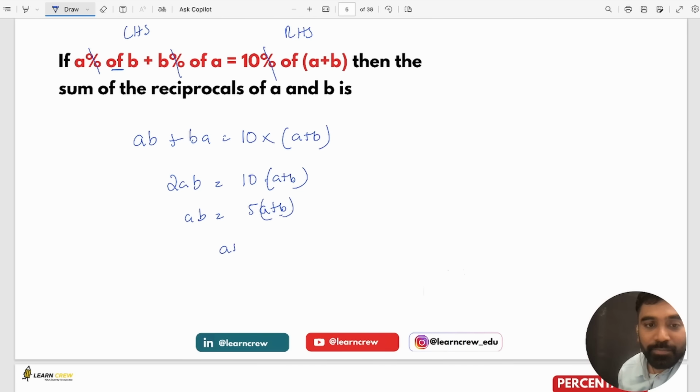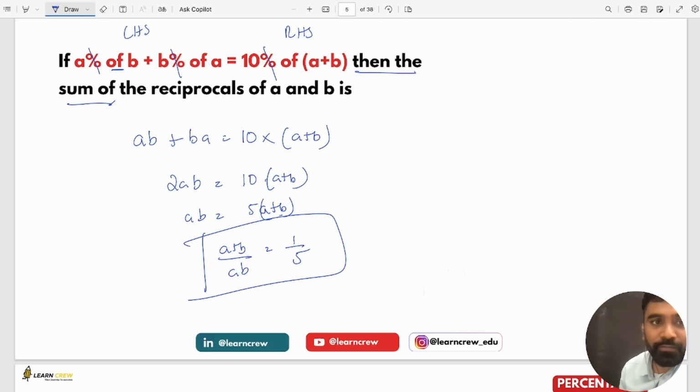Or A plus B divided by AB is equivalent to 1 divided by 5, sir. Yes, absolutely fine, sir. What is the question they're asking, sir? Then the sum of the reciprocals of A and B is what? What is the reciprocal of A, sir? 1 by A. What is the reciprocal of B, sir? 1 by B. What is the sum, sir? 1 by A plus 1 by B. LCM is AB, sir. Up it comes, A plus B, sir.